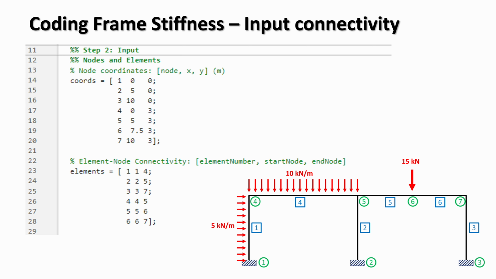Below that, we define the element connectivity. Each row assigns an element number and specifies which two nodes that element connects. So for example, element 1 connects nodes 1 to 4, element 2 connects nodes 2 to 5, and so on. This tells the code exactly how the structure is assembled, which members are vertical, which are horizontal, and how the overall frame is linked together.